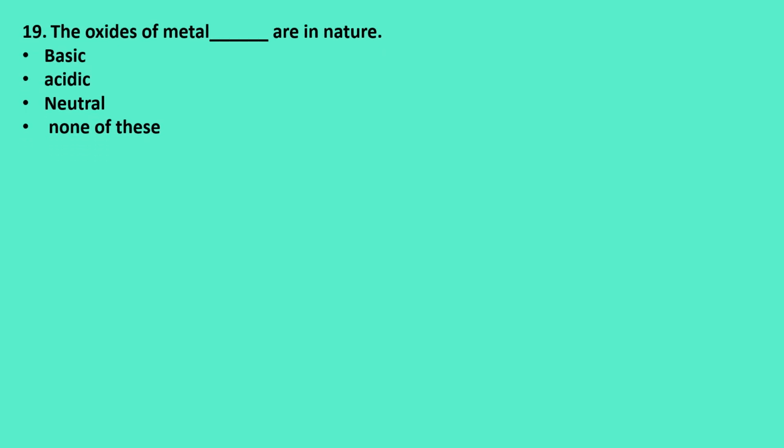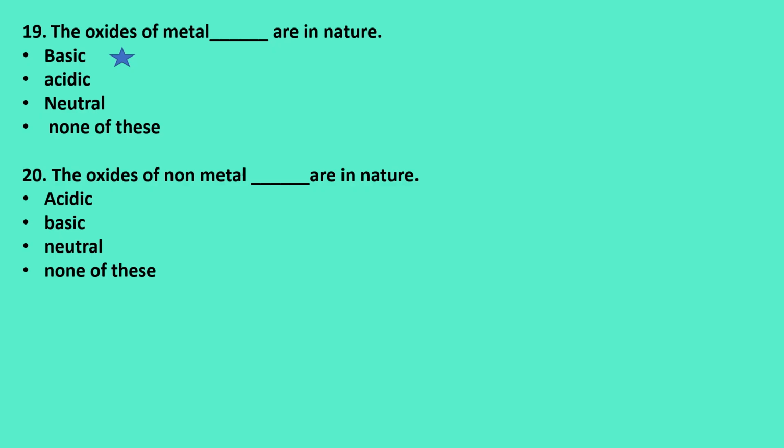Question number 19. The oxides of metal dash are in nature. Either they are basic, acidic, neutral, or none of these. So oxides of metal, when they are formed, are basic in nature. Okay. So the correct answer is basic.